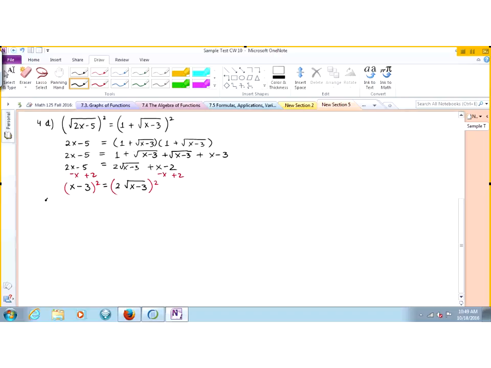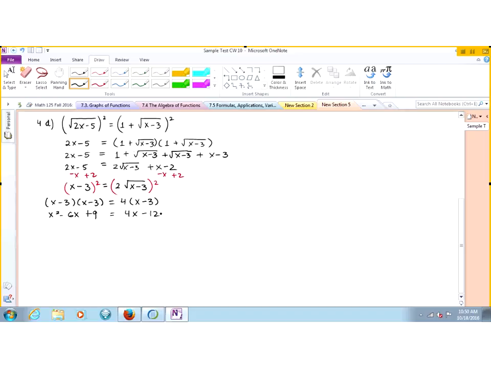What is x minus 3 squared? x minus 3, x minus 3, right? Okay. So this is a potential error here. Some people will just say x squared minus 9. So that's a potential error, so you've got to be careful. And then 2 times square root of x minus 3 squared, what will that be? 4 times x minus 3. Okay, then you just have to do this. What is this? x squared minus 6x plus 9 is equal to 4x minus 12.